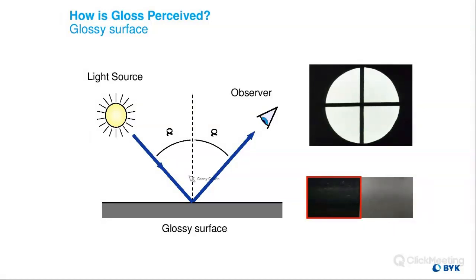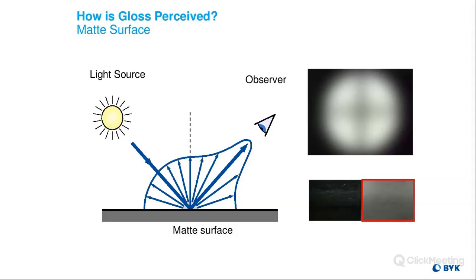The ratio of how much light is specularly reflected as opposed to being diffused determines the gloss level of the surface. Here we have a glossy surface, which means there's going to be lots of specular reflection and not so much diffuse reflection. An observer observing at the specular angle, the opposite angle of the light source, on a glossy surface is going to see a nice, crisp, clear image of that reflected light source in the surface.